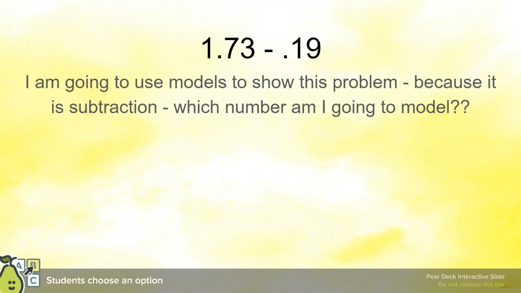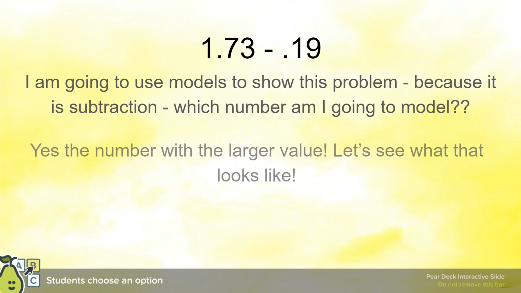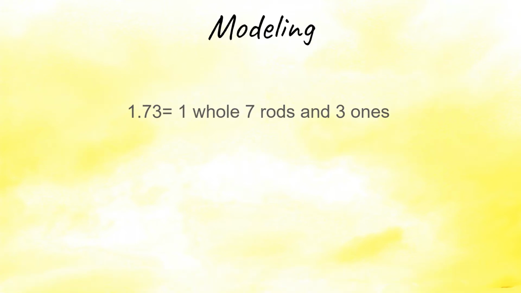So I'm going to use models to show this problem. I want to subtract 1 and 73 hundredths, or 1.73, minus 19 hundredths, or 0.19. So as I do this, which number am I going to model? Yes, the number with the larger value. So let's see what this looks like.